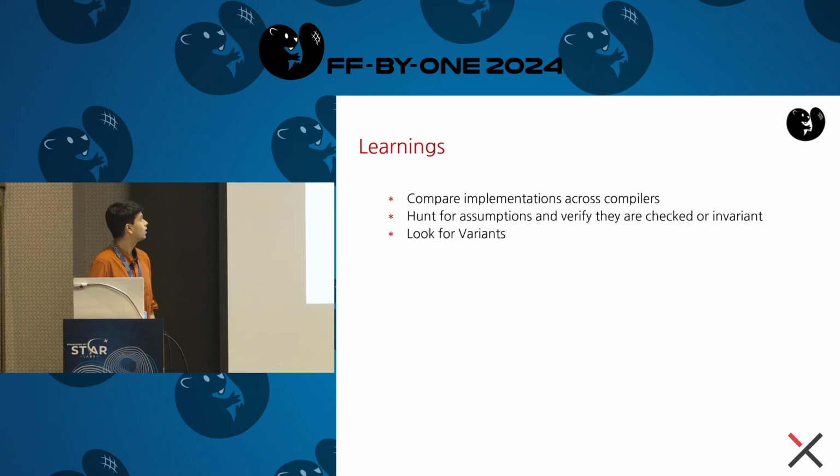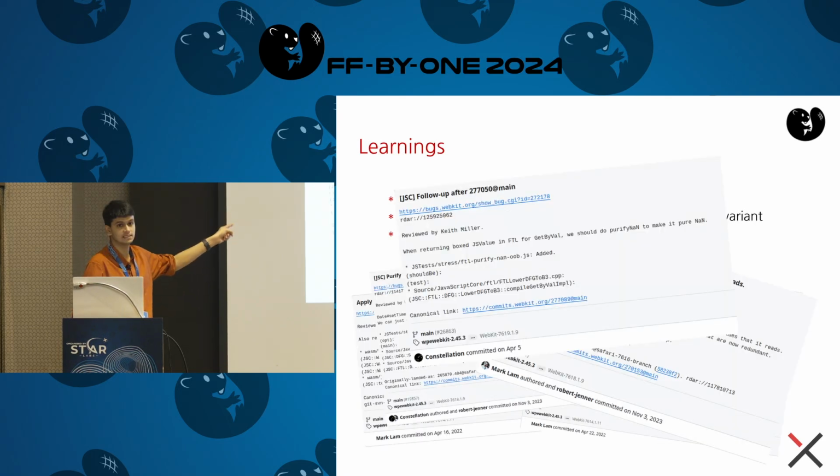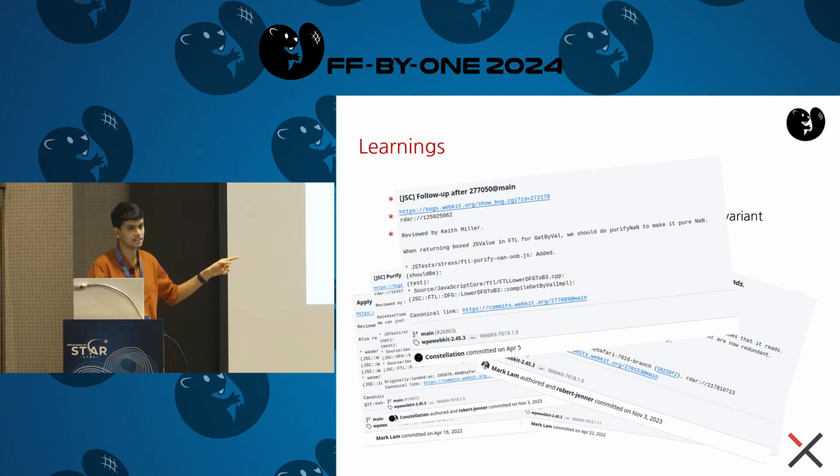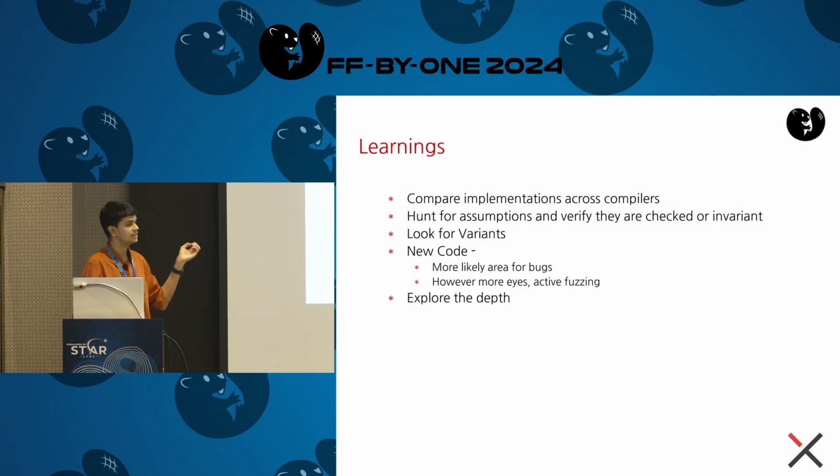To conclude, some takeaways here are to hunt for assumptions in code and to compare implementations between various compilers. Another idea is to look for variants. This is that NaN value patch that was patched 2 times, 3 times, 4 times, 5 times. This bug has been there in the compiler since 2022. Every time in different parts. It's interesting to look at all the variants, and it's also interesting to look at the depth. The abstract value bug is so deep that it's lived in the compiler for 8 years.